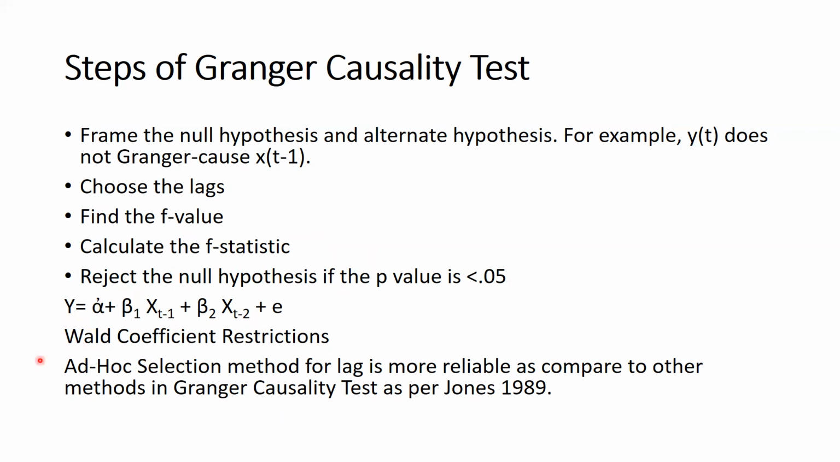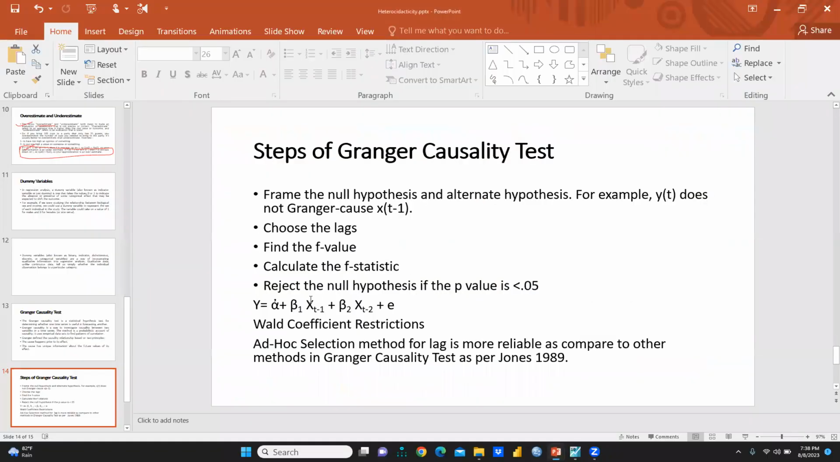So I'm going to discuss Wald coefficient restrictions also, as well as this one equation we have taken. Now I would like to run this Granger causality test in my EViews. So let's check EViews.